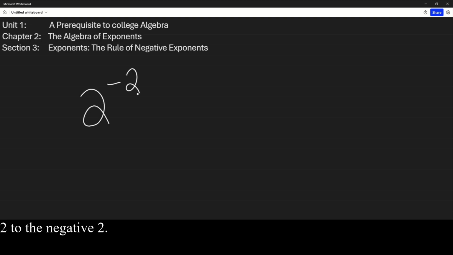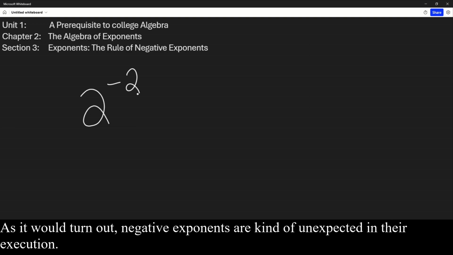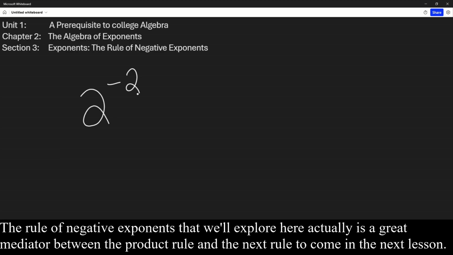2 to the negative 2. How do we mathematically identify the nature of a negative exponent? As it would turn out, negative exponents are kind of unexpected in their execution. It isn't just a coincidence that we chose first to study the product rule, then the rule of zeros. The rule of negative exponents that we'll explore here actually is a great mediator between the product rule and the next rule to come in the next lesson.